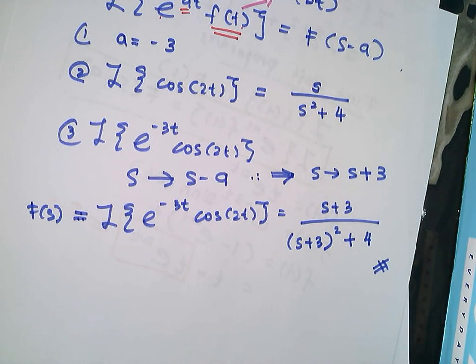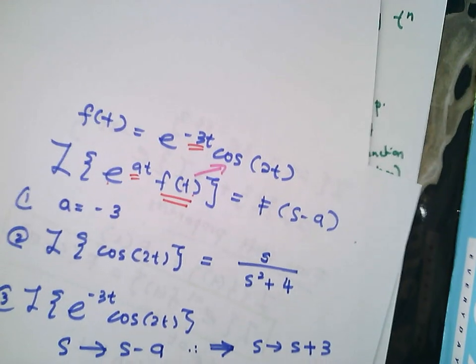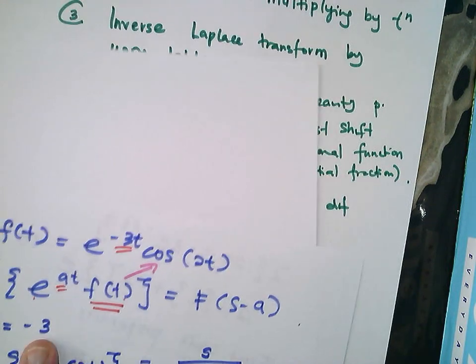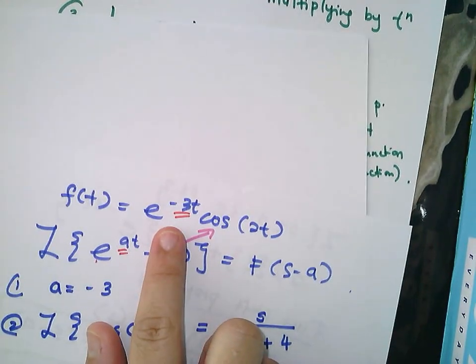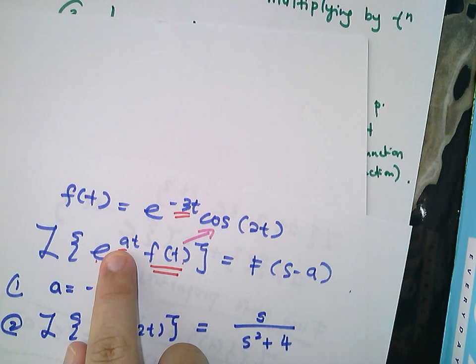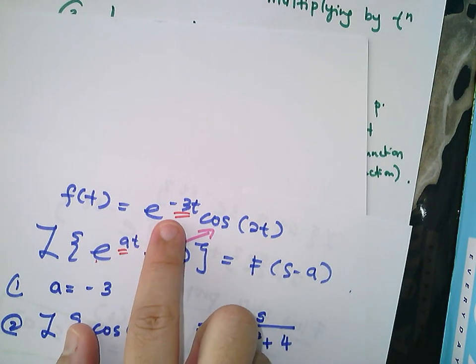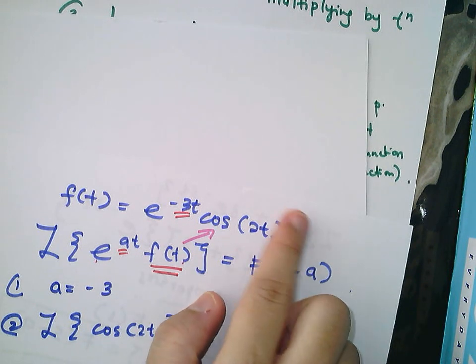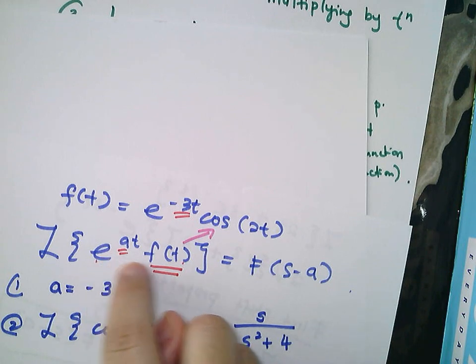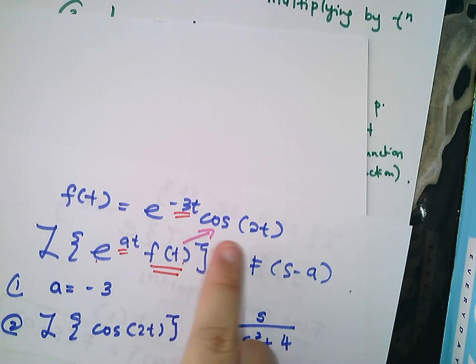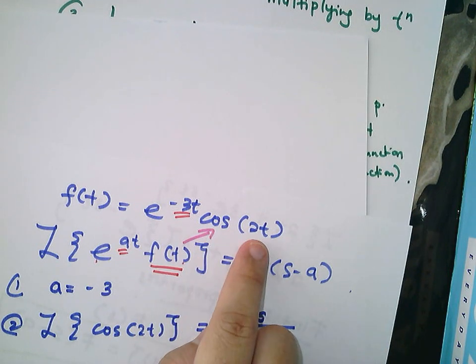So I repeat again. When you want to solve this problem, the first step is to define your a, which you get from the power of the exponential function. So in this case, your a is equal to negative 3. The next step is, by comparing the function that you have and the general one here, define your f(t). So you know that your f(t) is equal to cos 2t.